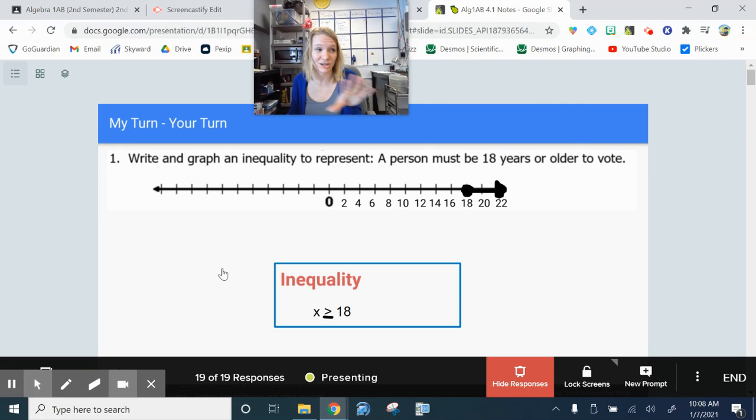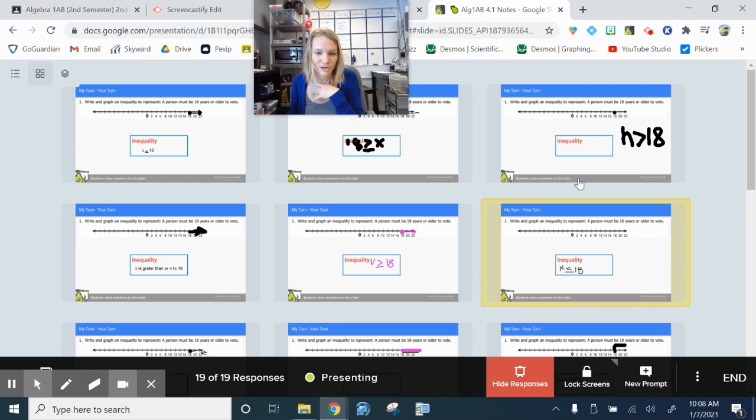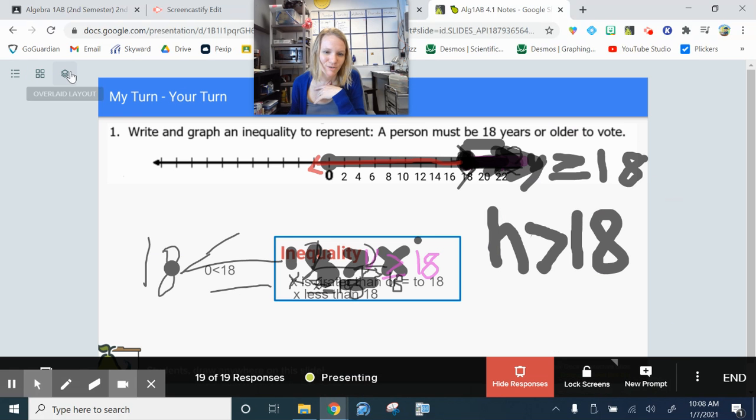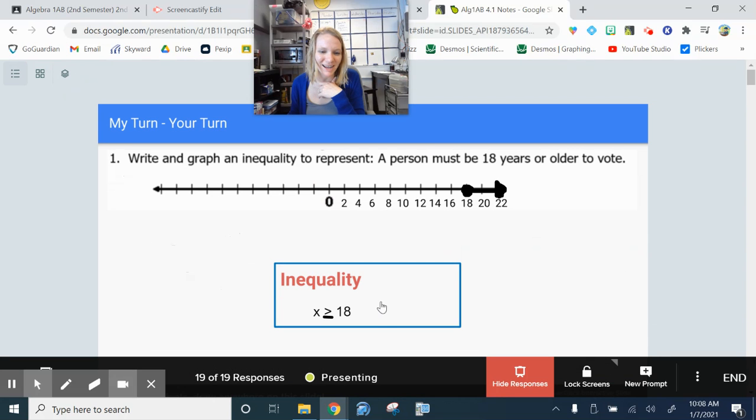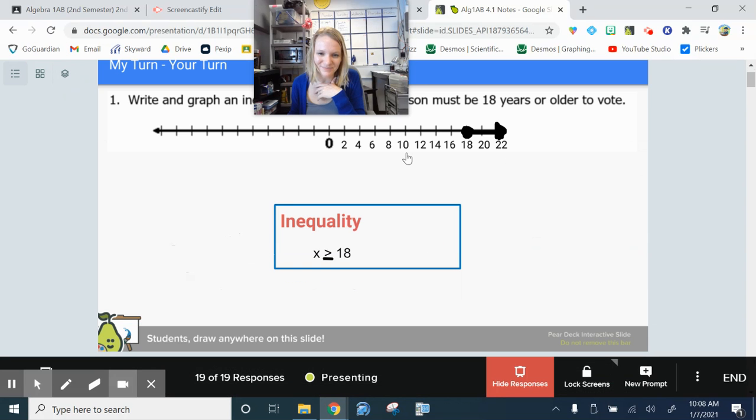So I'm going to do that. It does not show your name. And here's our grid of all these different responses. I know it's kind of small. I apologize for that. If I do the grid, then you can see everybody at the same time. If I try to do the overlaid, it just makes this huge whole mess. Sometimes it's nice, but in this case, not so much. So if I look at these individually, I've got a lot of people that have the closed circle on the 18, which is perfect because we're saying 18 or more.